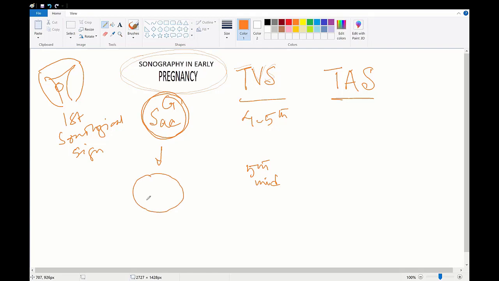within this gestational sac appears a brightly echogenic ring with an anechoic center, which is the yolk sac, which is kind of confirmatory of an intrauterine pregnancy.